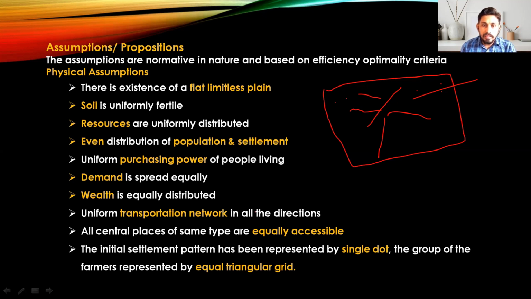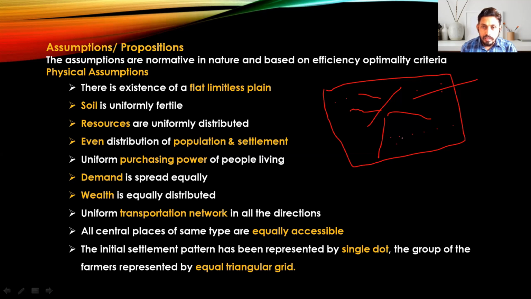And again, the initial settlement pattern is represented by single dots. This means that over that plane, the initial settlement patterns are represented by such dots. Those dots represent settlements of farmers. If there are groups of settlements, meaning groups of farmers, then they are arranged in an equal triangular grid. All the dots are arranged in an equal triangular grid, meaning the distance between two nearby settlements is equal. So the groups of settlements are arranged in such a way that they form an equal triangular grid.